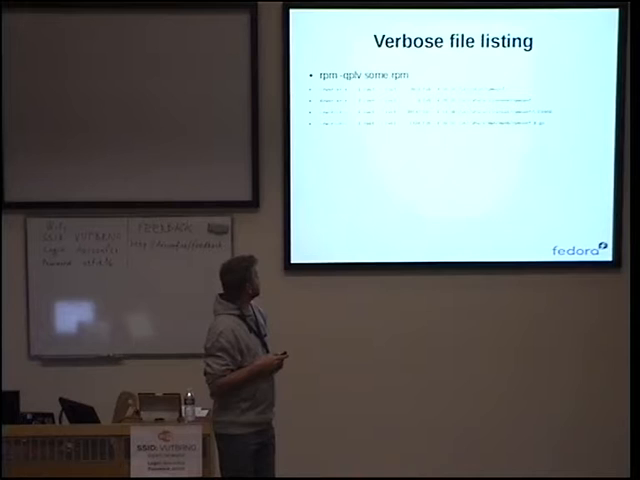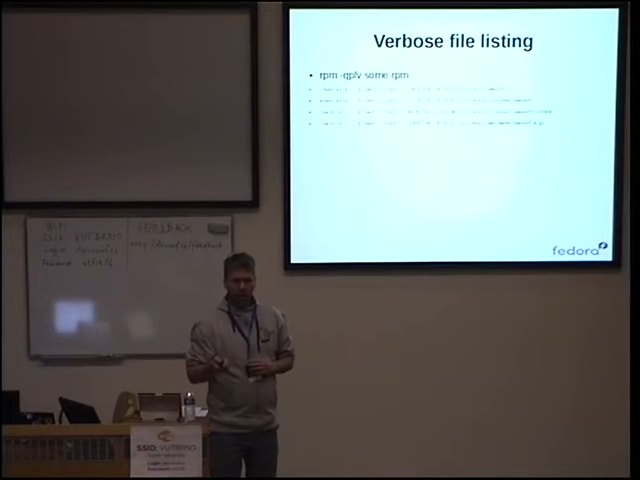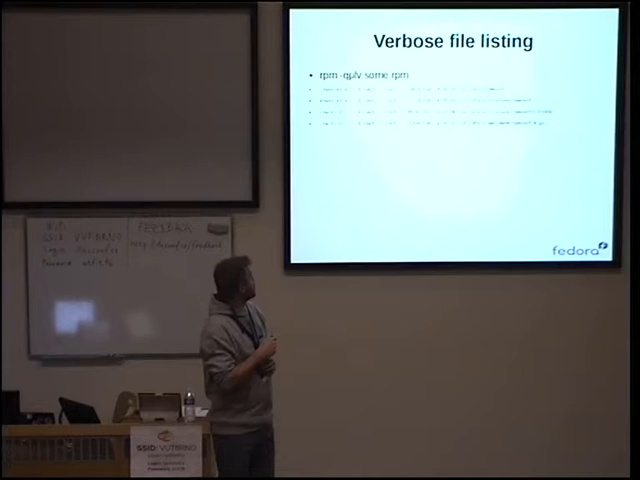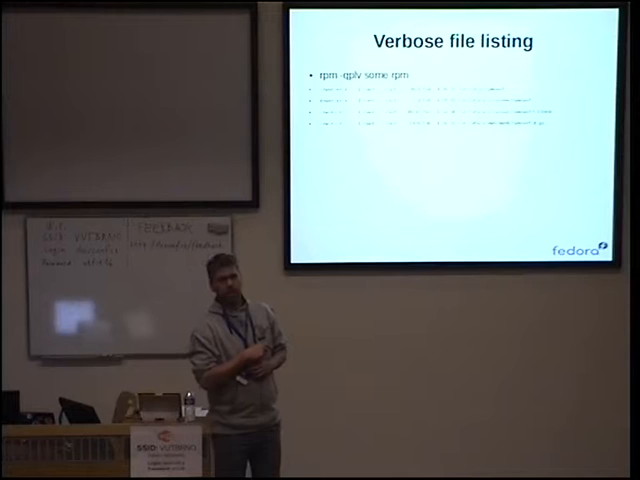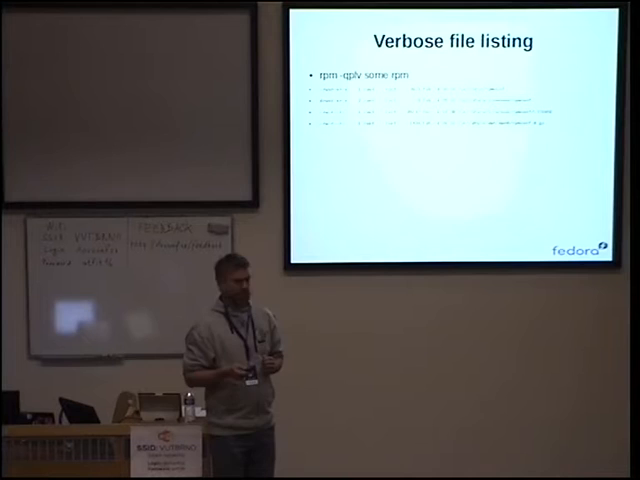So don't forget that. Another hint: if you are querying your final package, what actually ships, you can query the package with the list option, which will just list the file names or path names. But if you use the verbose option, it will also list those attributes and ownership, which is sometimes useful if you are doing some magic in the install section. So you can check that before you try to install that package.